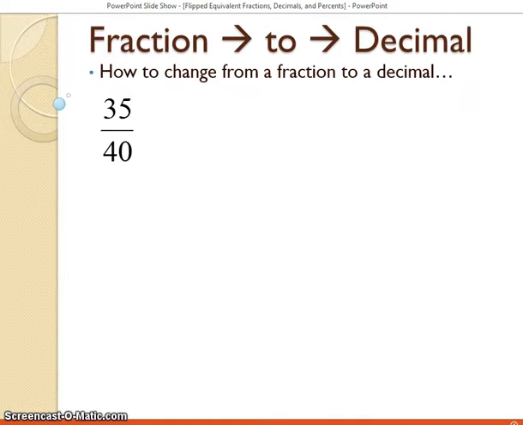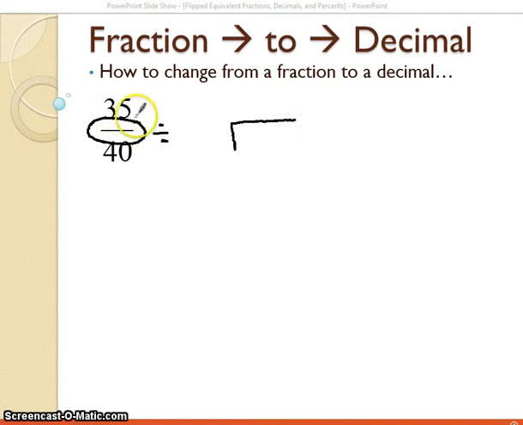Let's now look at how we can change from a fraction to a decimal. Here we have a fraction, 35 out of 40. If we want to change from a fraction to a decimal, we need to understand what this fraction bar represents. What operation does a fraction bar represent? It represents division. And when we divide a part by the whole, the part needs to go inside.